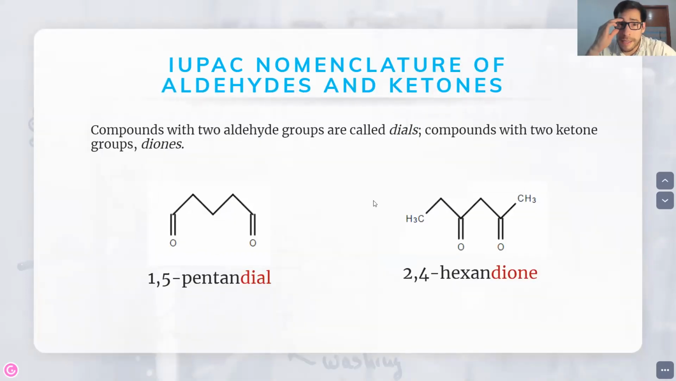So what if these aldehydes or ketones have 2 or more groups? That can happen, right? So we call them dials or diones. Okay, so here we have 1,5-pentanedial and 2,4-hexanedione. Okay, we need to specify the position of these carbonyls, and with the Greek prefix we indicate the number of those functional groups.